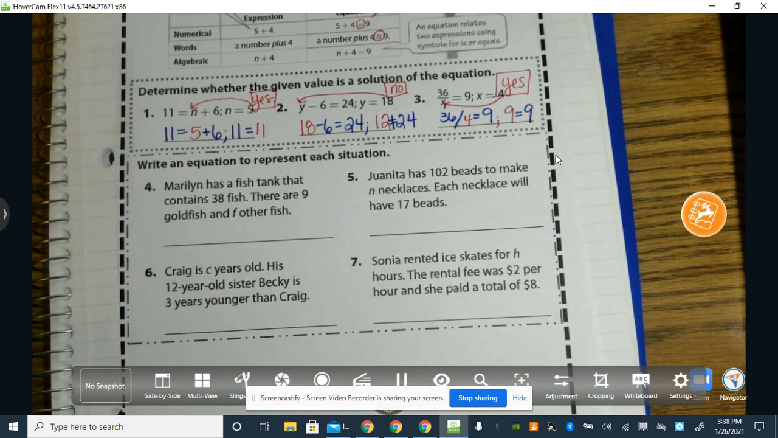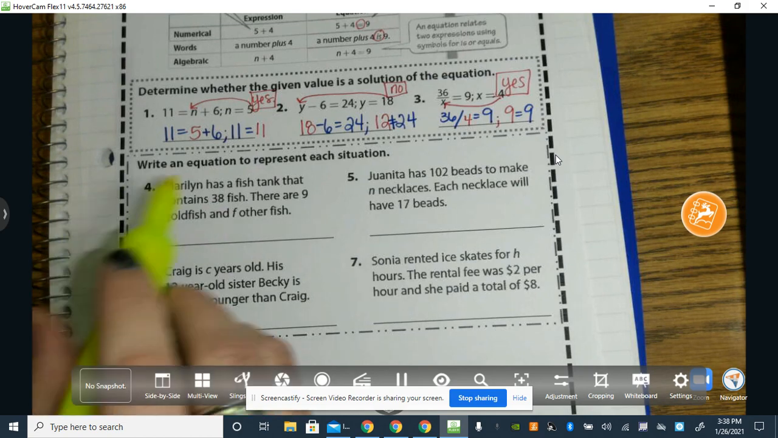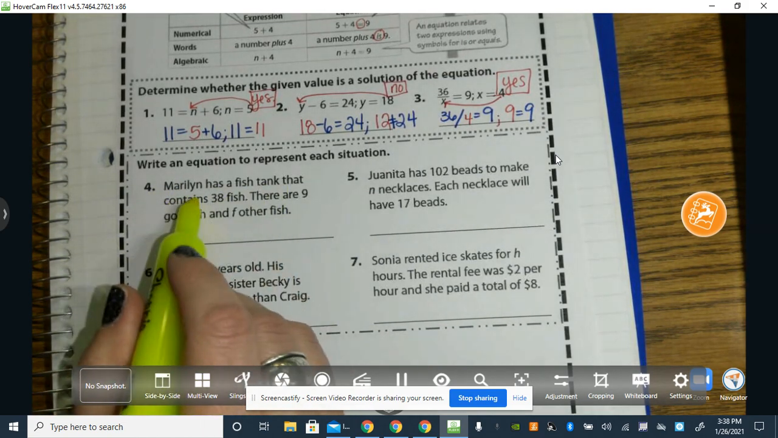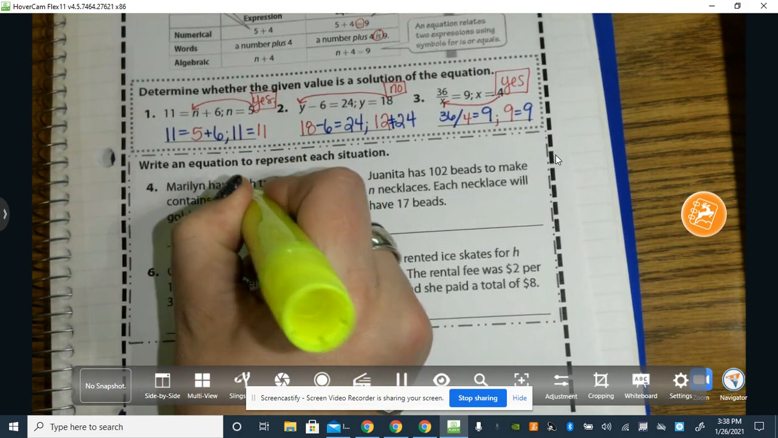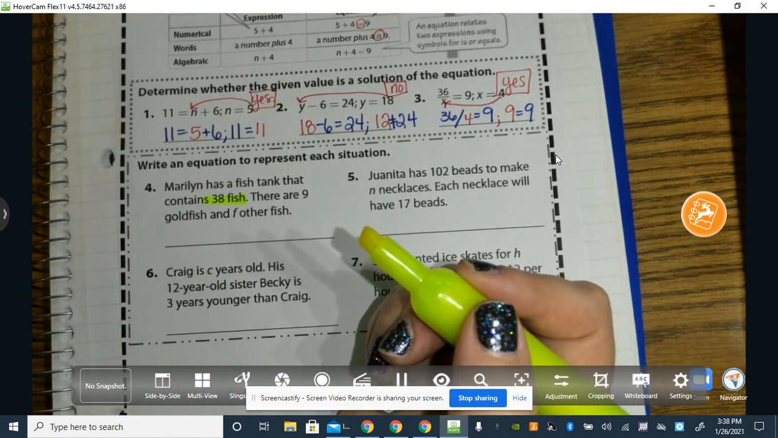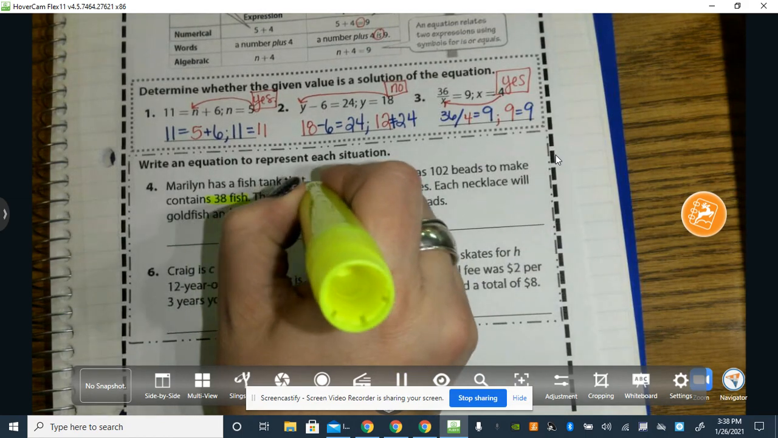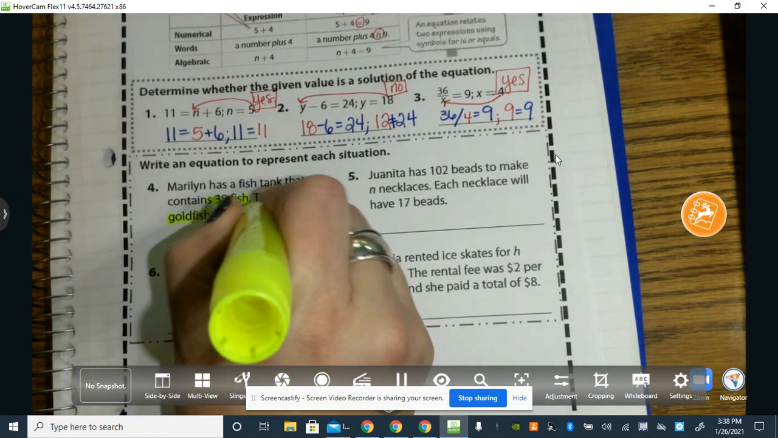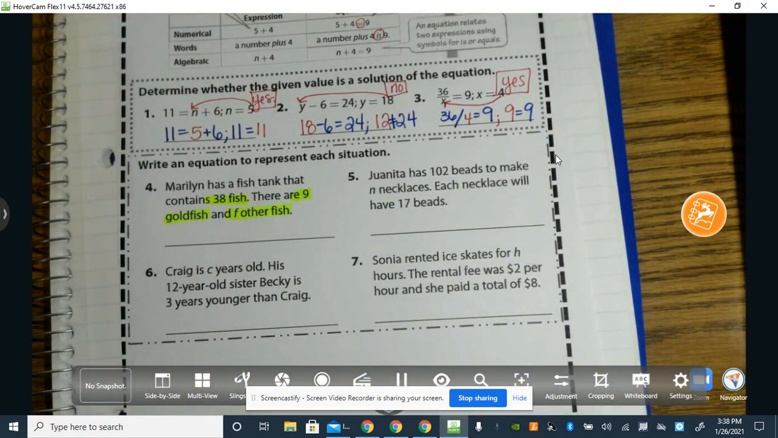Marilyn has a fish tank that contains 38 fish. There are 9 goldfish and F other fish. Okay, so if I'm looking for important information, Marilyn has a fish tank that contains 38 fish, so I know it has 38 fish in there. There are 9 goldfish and F other fish. So I have 9 goldfish and F represents everything else.